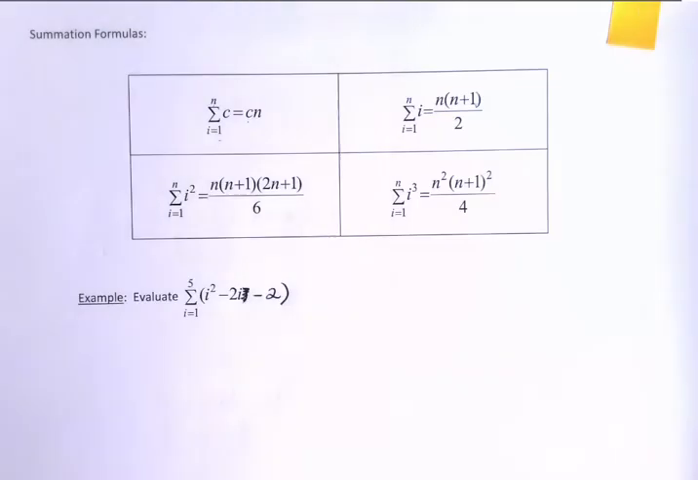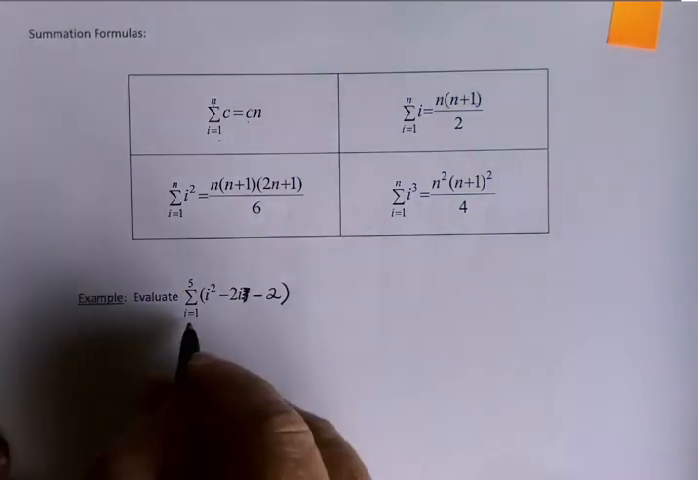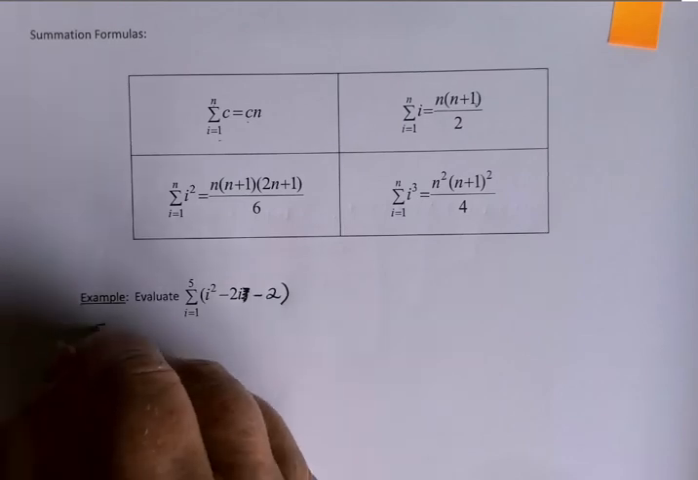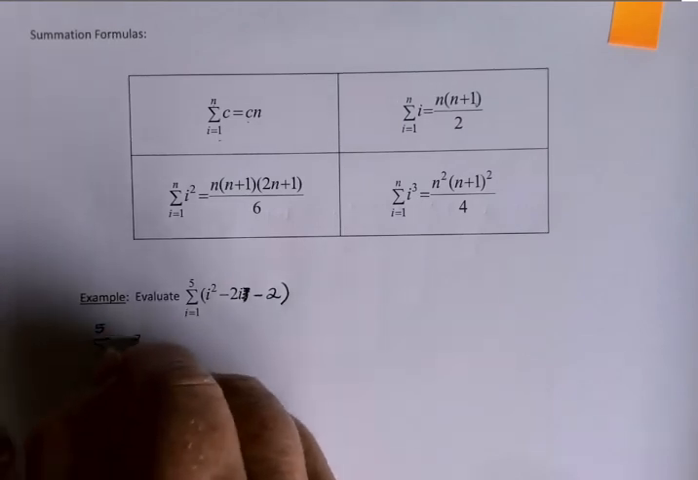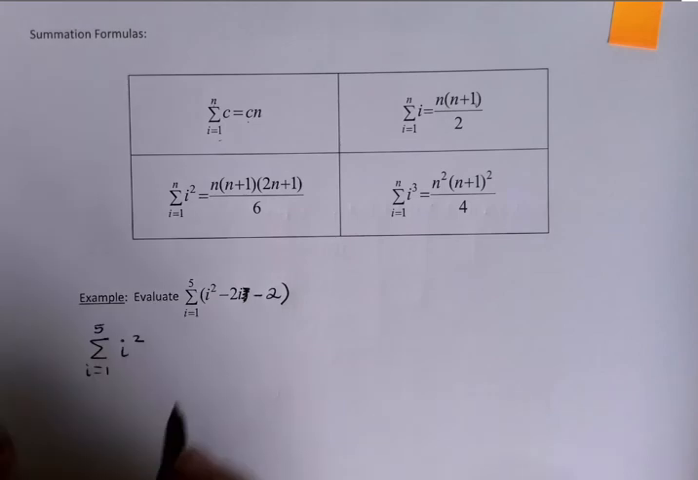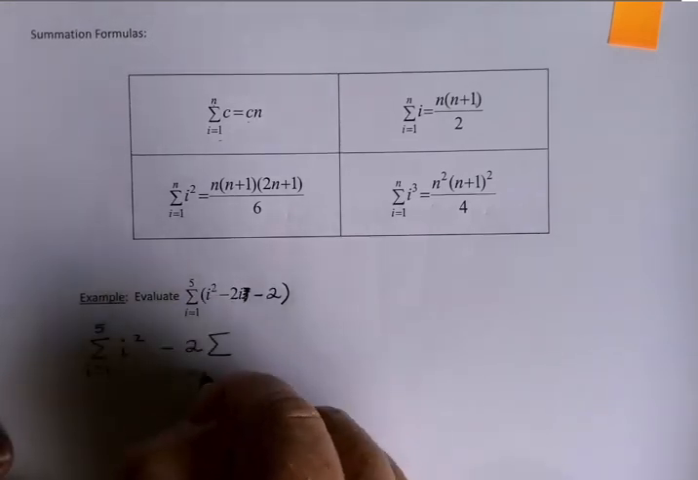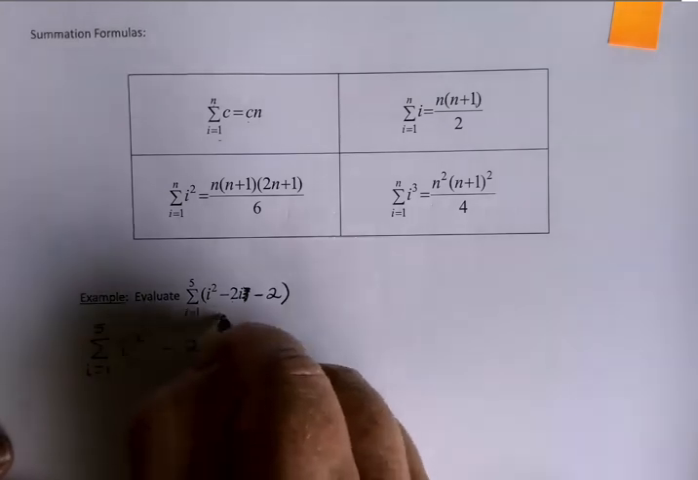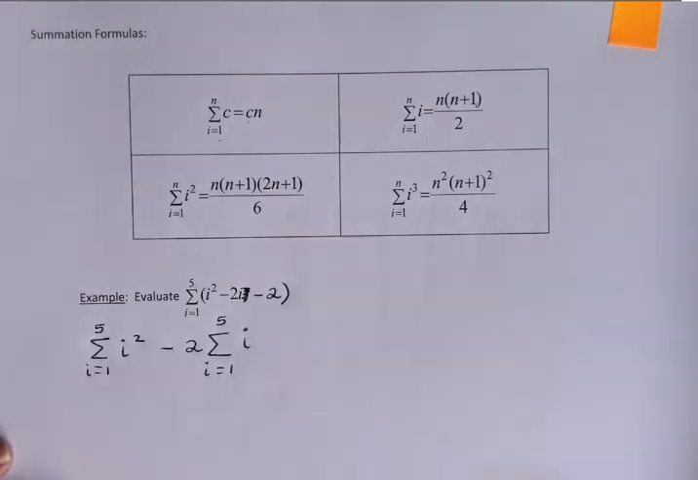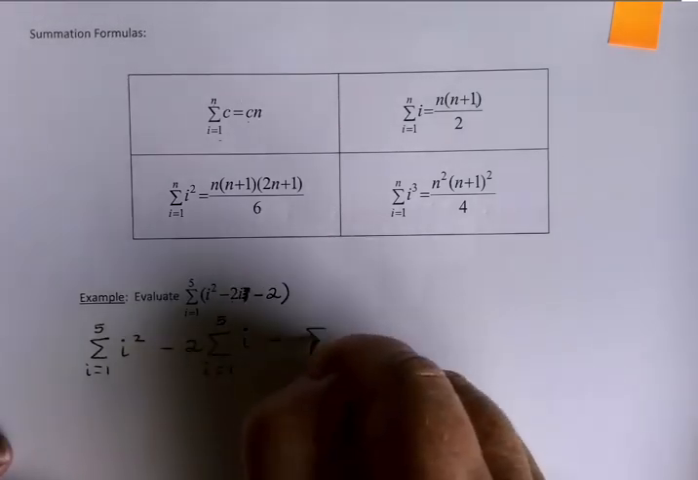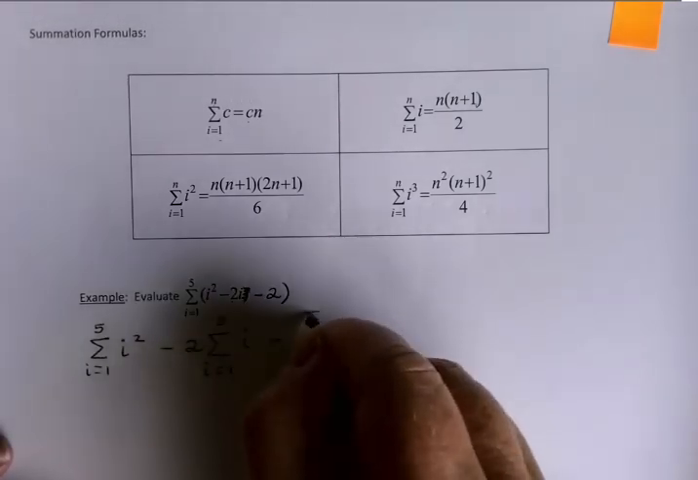All right. I'm going to start by splitting this up and saying I would have the sum of i squared minus 2 times, notice how I'm pulling that constant out of the sum. We've seen that a lot this semester. So minus this 2 times the sum of i, minus the sum of just 2.